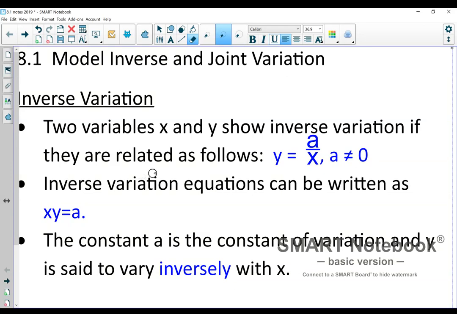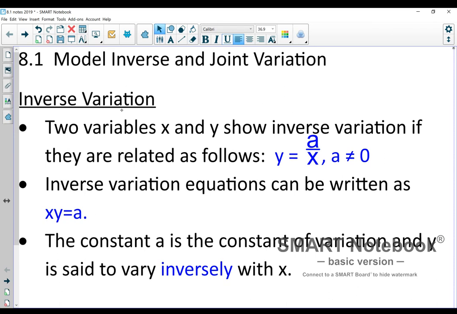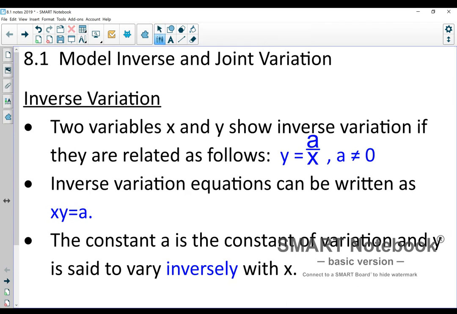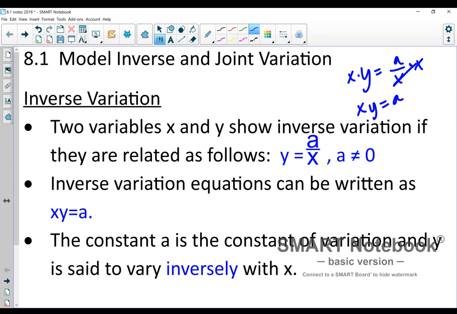Algebra 2, 8-1 notes, model inverse and joint variation. So when we are looking at inverse variation, we are relating x and y with a constant, and this time y is equal to a divided by x. And the other way we could write this is xy equals a. So if I took that y equals a over x, and I multiplied both sides by x, that's how I get that xy equals a.